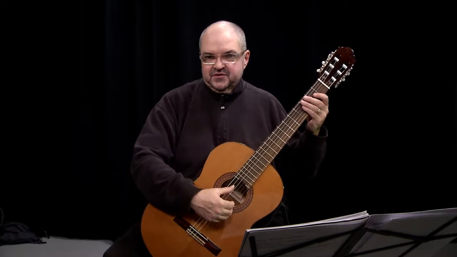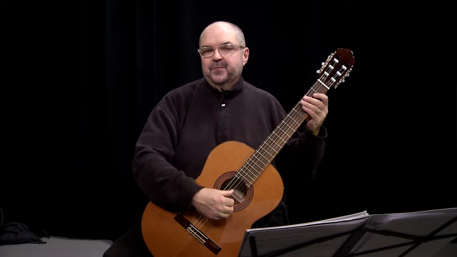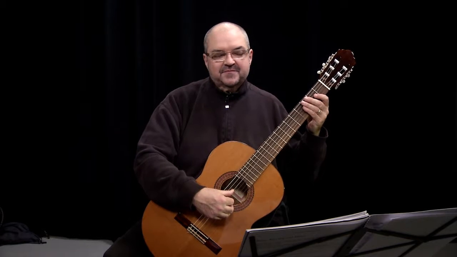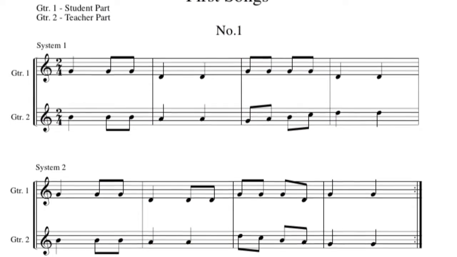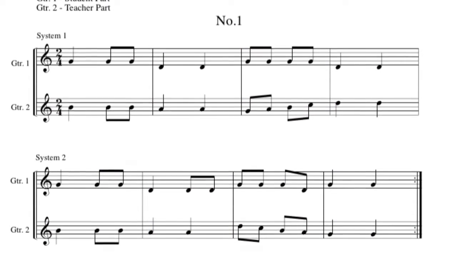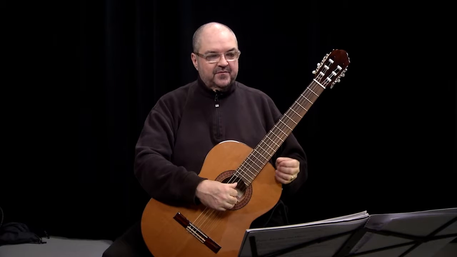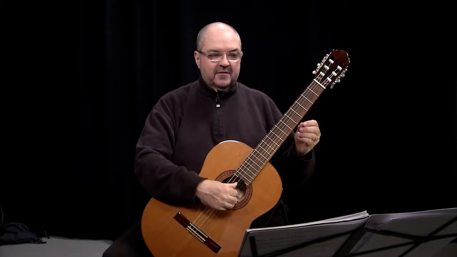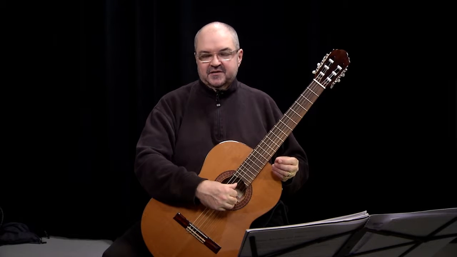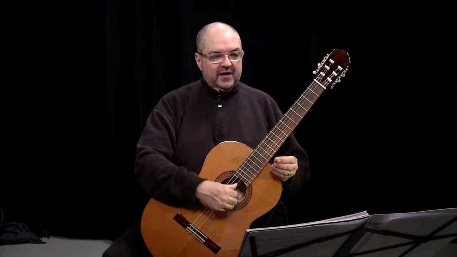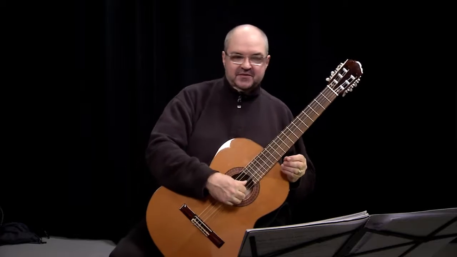Now that we've learned the first two notes that we're going to use and the rhythms that go along with them, we're going to begin our first songs. If you look at the page, you'll notice that we have systems like we talked about before, where there's two staves grouped together. Each one of those systems has a guitar 1 part and a guitar 2 part. At this point, the student's part is the guitar 1 part. So you will play the top staff of each one of those grouped systems.